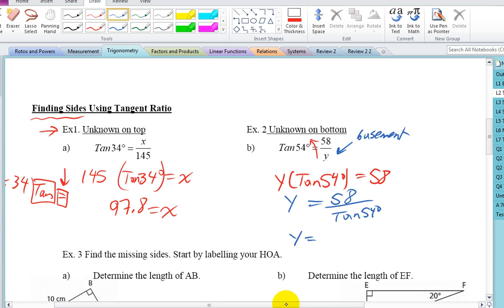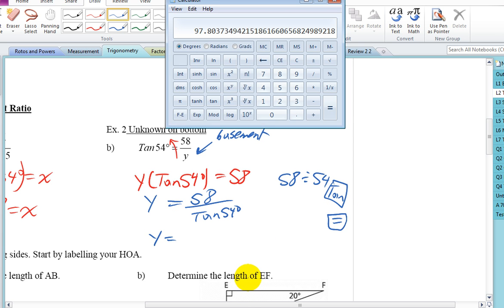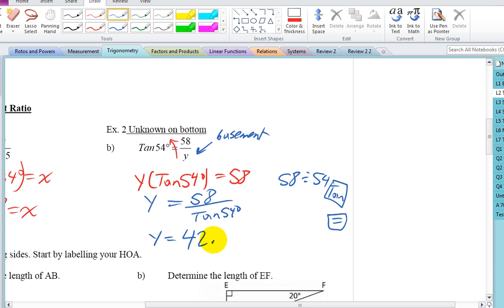Okay. Now, a new school calculator, you type in as you see it. Old school, you go 58 divided by 54 tangent equals. Okay, so try it on your calculator when you're done writing. 42.1. We usually round our sides to one decimal, but do pay attention to rounding. Any calculator problems? Good. Now that's more or less what we're doing for the next 8 days.